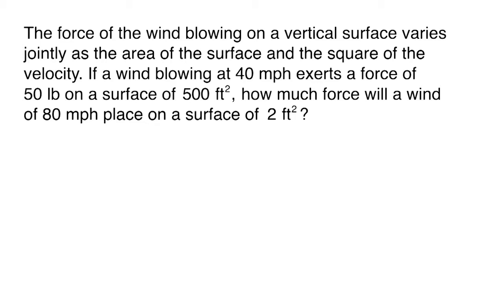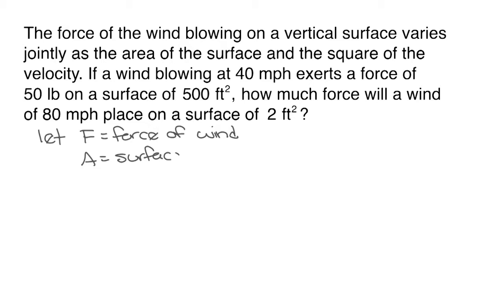The first thing that we'll do is define our variables. We're going to use F to represent the force of the wind. We'll let A be the surface area of the vertical surface, and we'll let V represent the velocity of the wind.